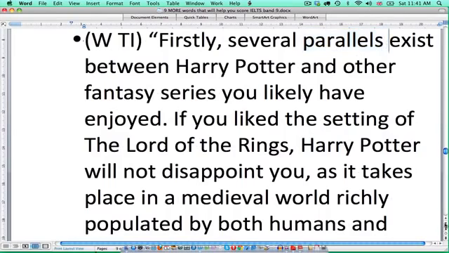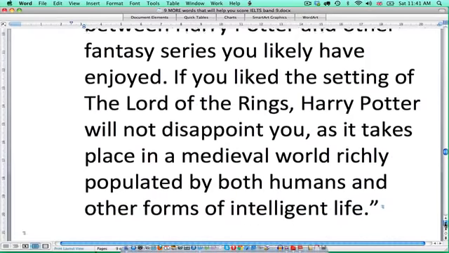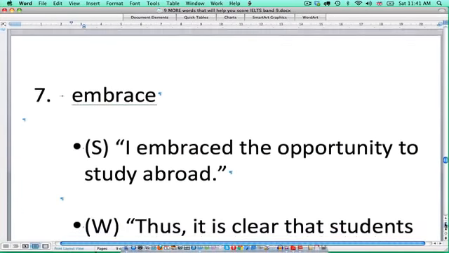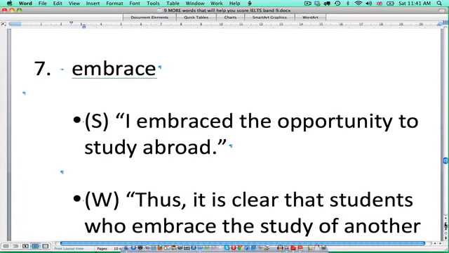Okay, let's see, word number 7 is embrace. And I think most people know embrace to mean to hold closely in a loving way, to give somebody a hug. That's not really what it means in this sense. Here, when we use embrace, we're talking about something that is accepted, with an A, accepted willingly, and something that you might use to your advantage.